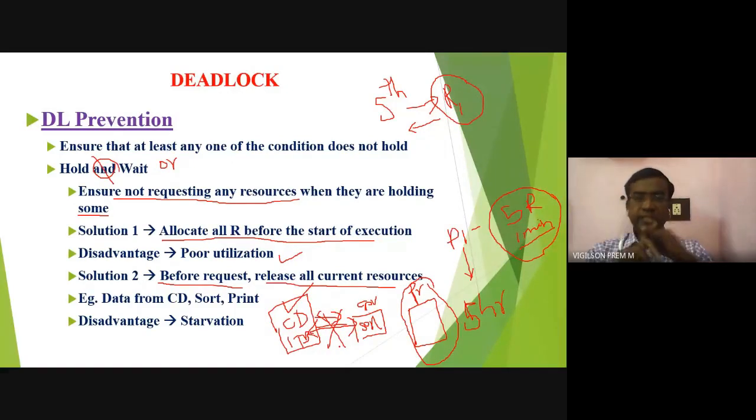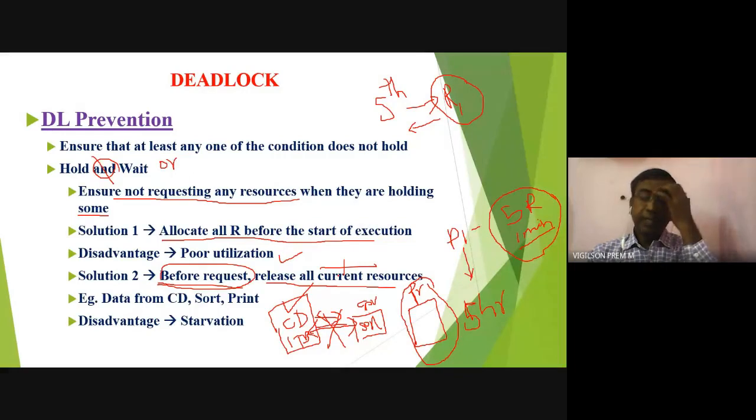So now, first condition: it is holding only. Second condition: it is not holding and not waiting, because of the sorting process. Sorting 1 TB of data may take 3 or 4 minutes, we will just assume. During that time, the CD is not required and the printer is also not required. Now after sorting, I want the printer, and I am not holding the CD. That is what I have given here. Before a request, you should not hold any resources. If you want any particular resource, you release all your currently held resources.